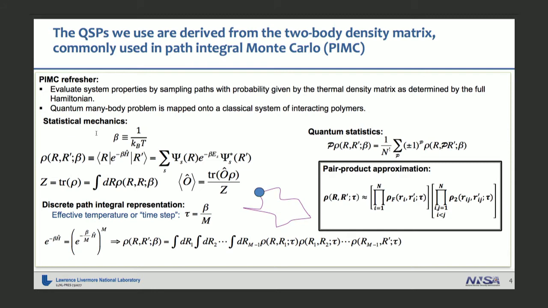So path integral Monte Carlo is a way of making controlled approximations in order to actually sample the quantum density matrix. The first approximation that gets made is that you take this density operator, e to the minus Hamiltonian over temperature, and you factorize it into a bunch of different steps along the configuration that moves your system from R prime to R. And that factorization is exact in the limit of infinite m.